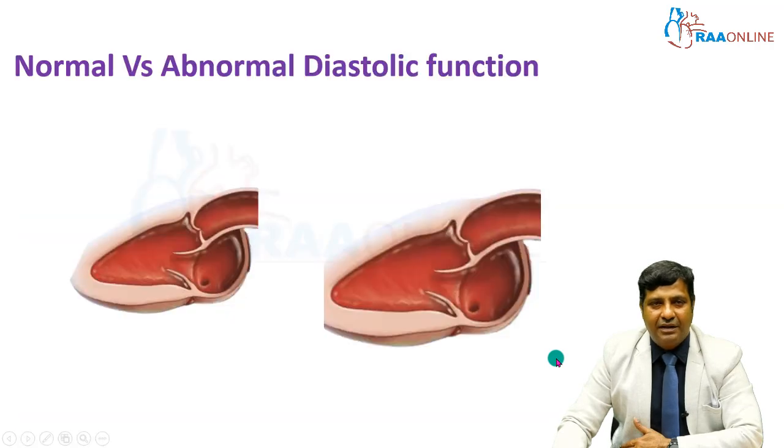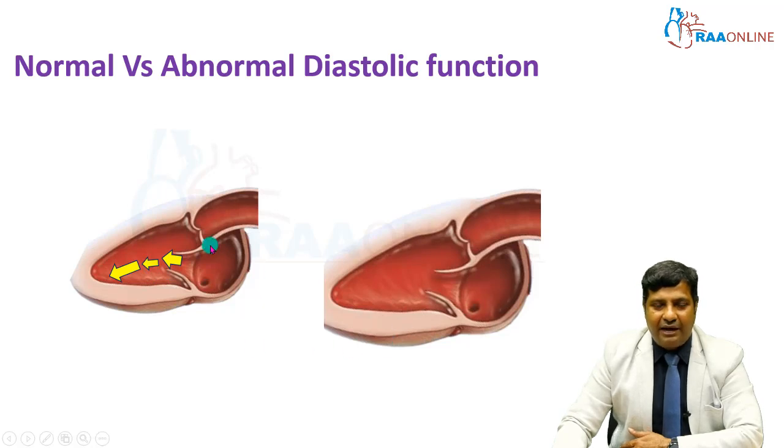This is what I have already told. In the normal situation, blood is being sucked because of the negative pressure generated inside the left ventricle, which opens up the mitral valve and sucks the blood from the left atrium. Whereas when diastolic dysfunction sets in, because of the impaired relaxation, the left atrial pressure starts increasing. As a result, blood is being pushed from the left atrium to the left ventricle. That is the difference between a normal pattern and a pseudo-normal pattern.